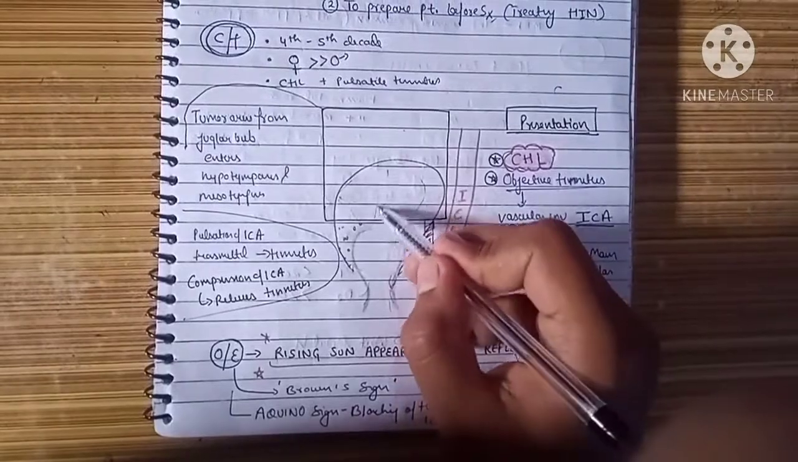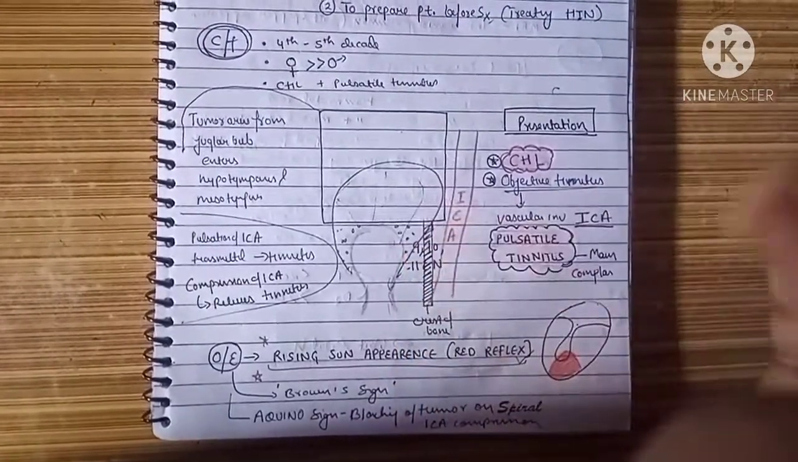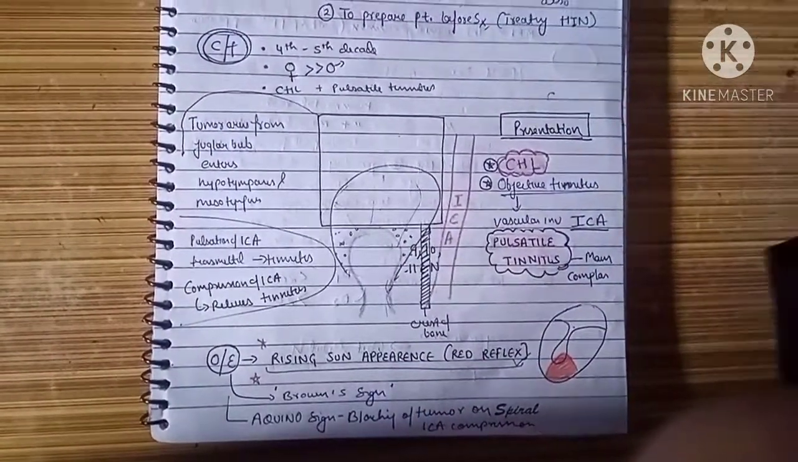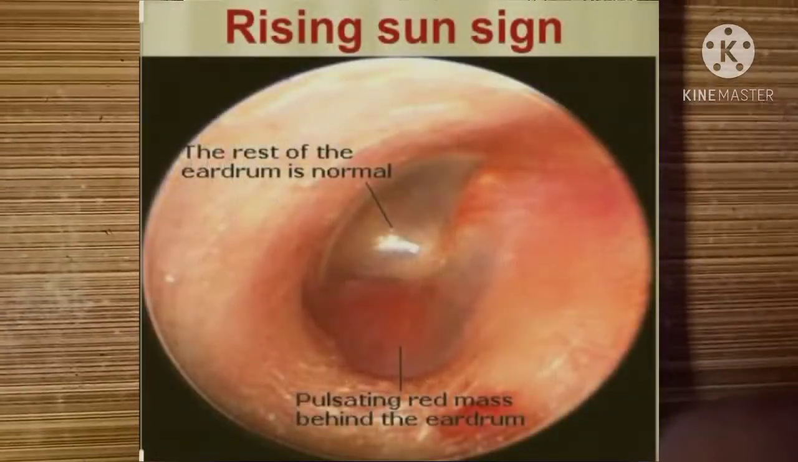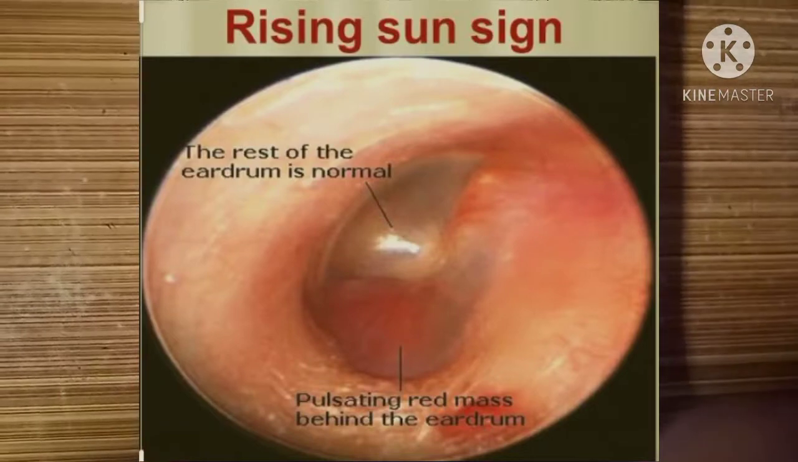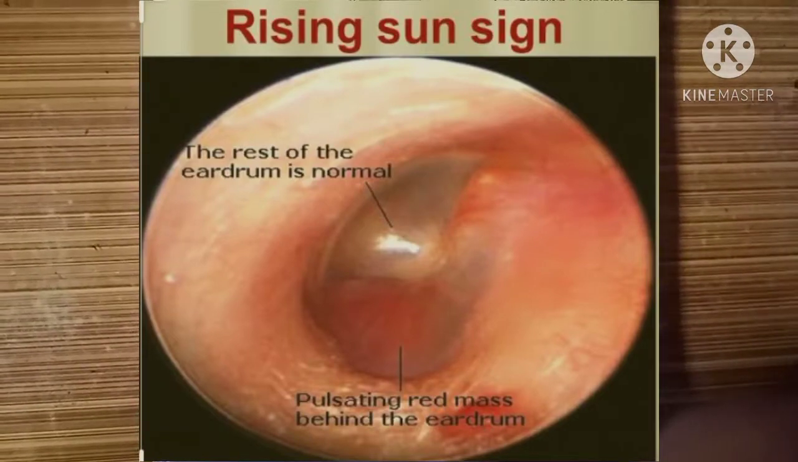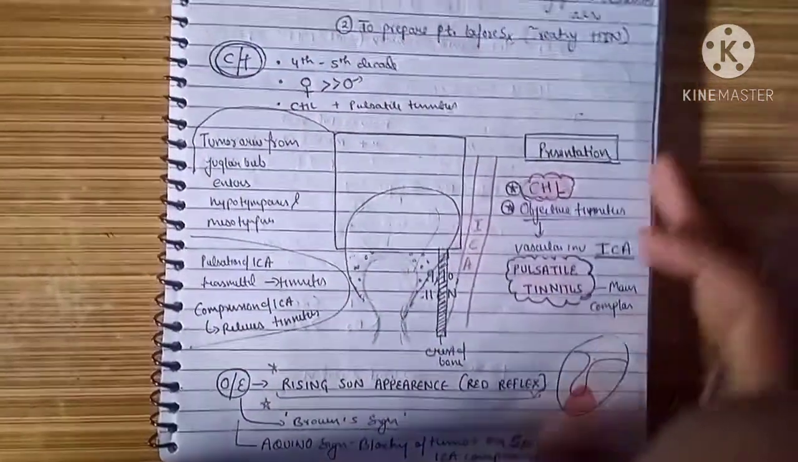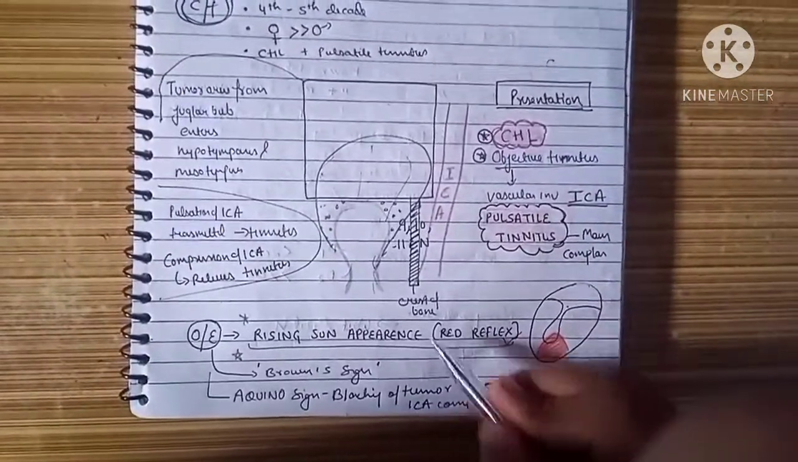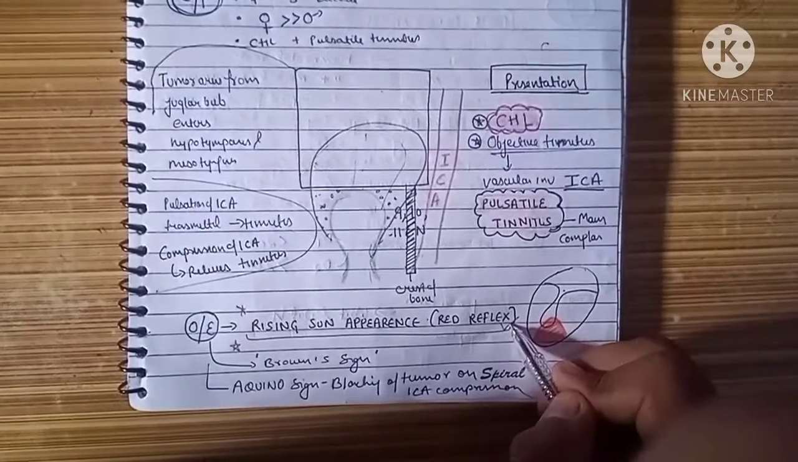And as it is entering into the middle ear, it gives the appearance of a rising sun. Since it is highly vascularized, it appears red when we watch through the otoscope, and it looks, as we are seeing in this image, like a rising sun from the floor of the middle ear. So on examination, the first sign is the rising sun appearance or the red reflex.